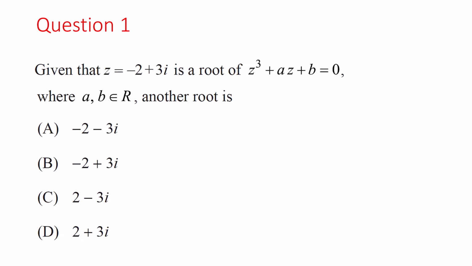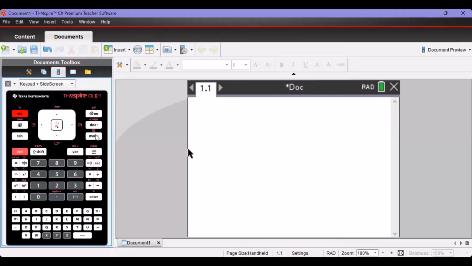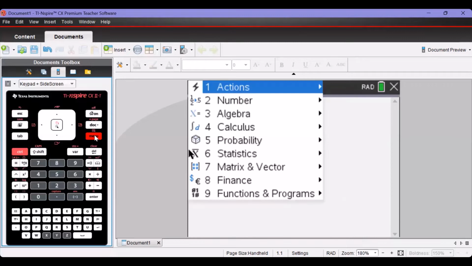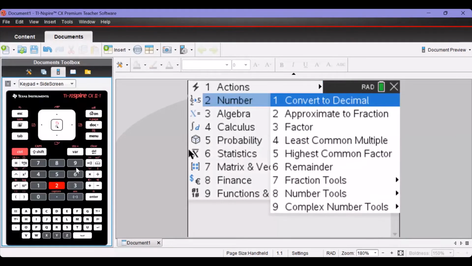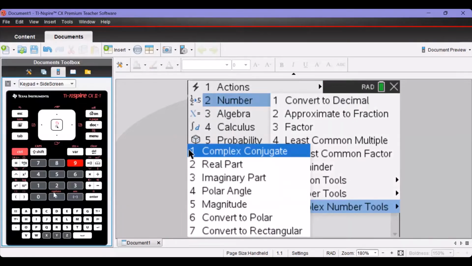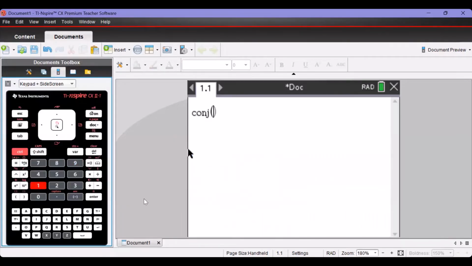The answer is A. To confirm that, press menu, go to 2 for number, 9 for complex number tools, 1 or enter for complex conjugate, then enter negative 2 plus 3 times i, enter, and that confirms that the answer is A.